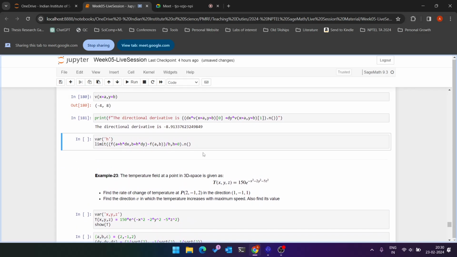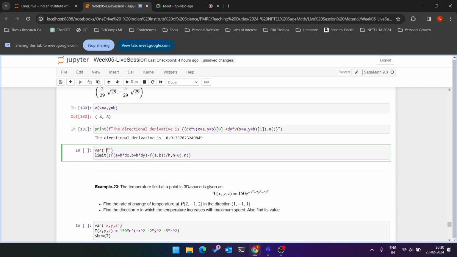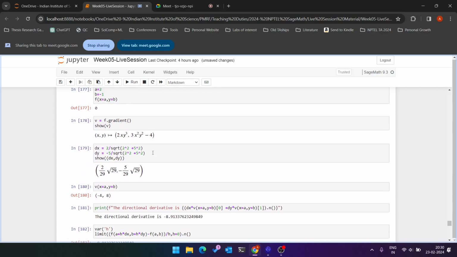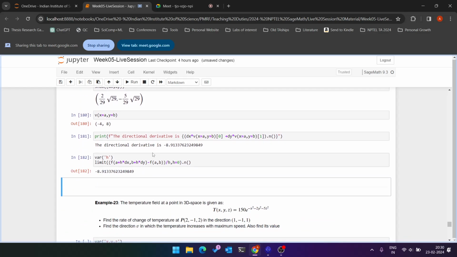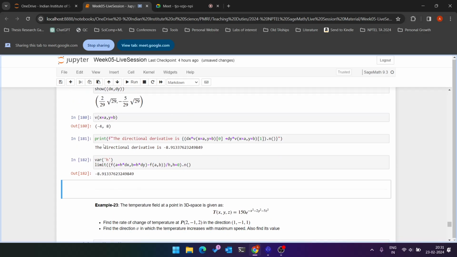Right. Another way to calculate directional derivatives is by defining a variable a and then computing f of a plus h dx comma b plus h dy minus f of a comma b, upon h, which is basically the definition of a derivative, and taking its limit as h equals 0 to calculate the numerical value. Again, it is the same thing as we calculated above. So both are two ways to do it. I guess you already know all this, but I just wanted to compare the two values.